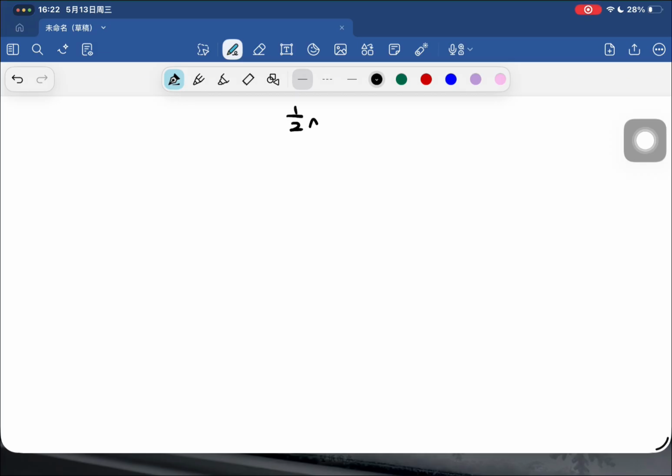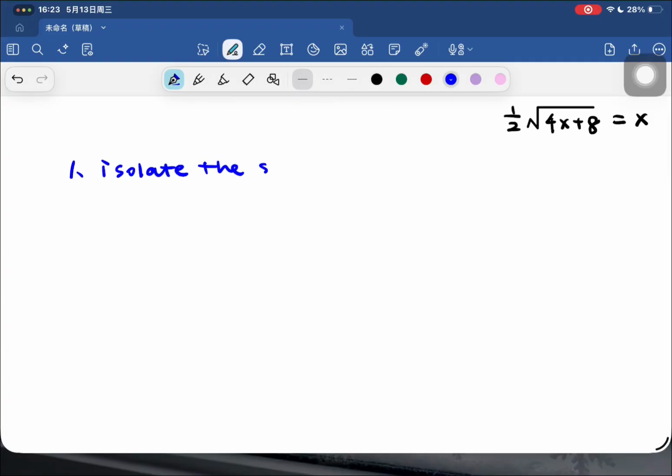Now let's move to our problem today. Our equation is 1 over 2 times the square root of 4x plus 8 equals x. The difficult part is the square root. So our first goal is to isolate the square root. You may want to know, why do we need to do this as the first step? That's a good question. We are isolating it because we want to square both sides later. If the square root is by itself, squaring is cleaner and less likely to create algebra mistakes in the future steps.